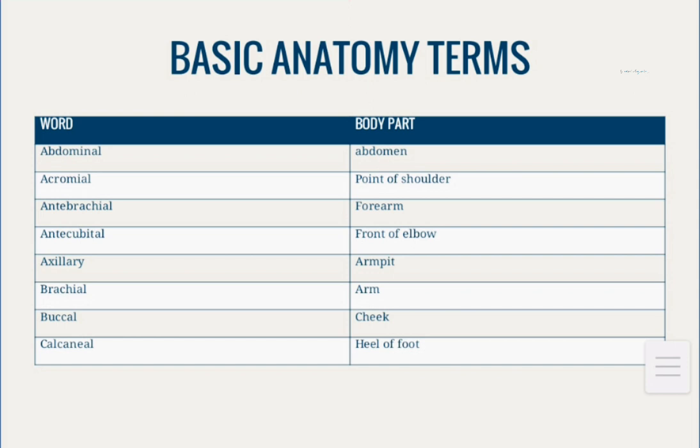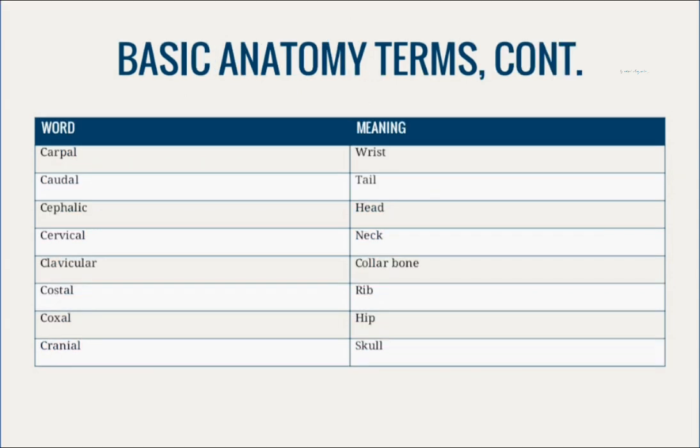Word, body part: abdominal, abdomen. Acromial, point of shoulder. Antebrachial, forearm. Antecubital, front of elbow. Axillary, armpit. Brachial, arm. Buccal, cheek. Calcaneal, heel of foot. Carpal, wrist. Caudal, tail. Cephalic, head. Cervical, neck. Clavicular, collar bone. Costal, rib. Coxal, hip. Cranial, skull.